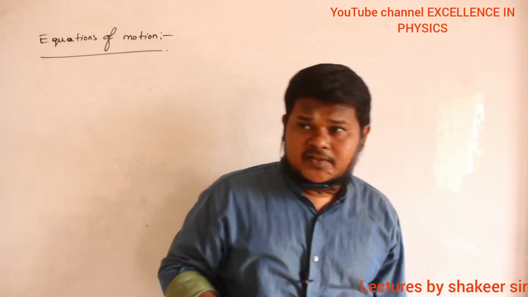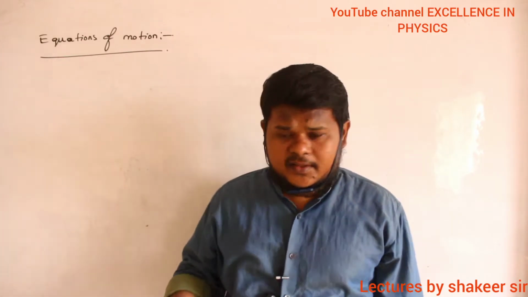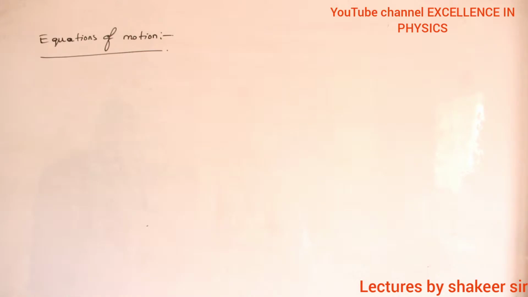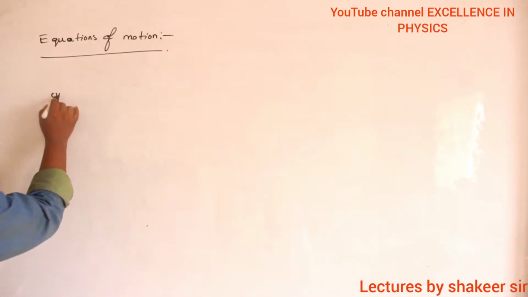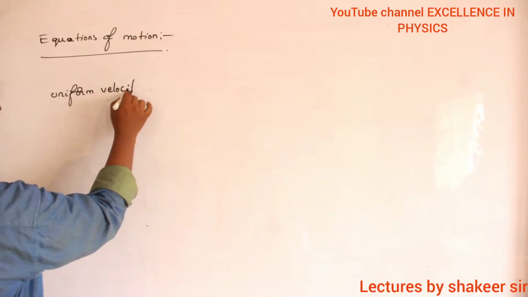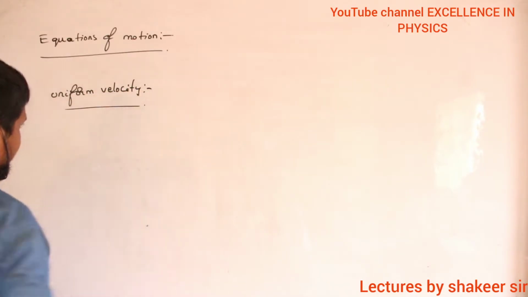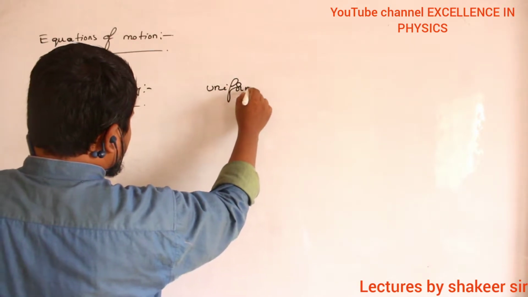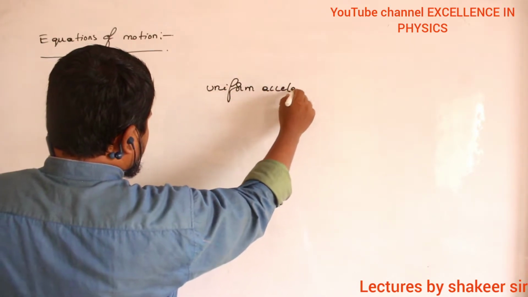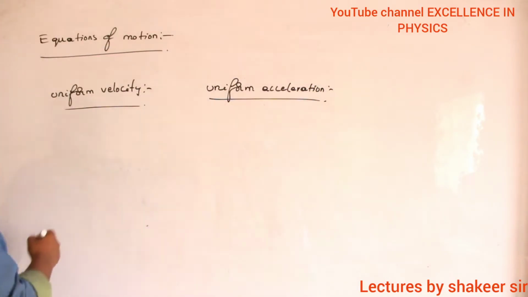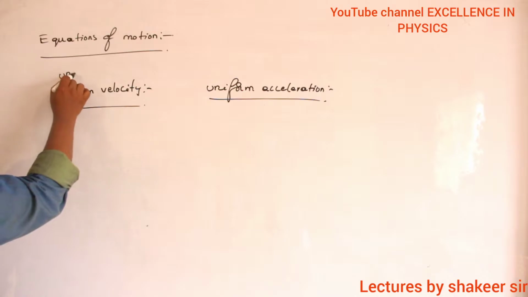So equations depend upon whether the body is accelerated or whether the body is traveling with uniform velocity. Two conditions are there, no? So consider if the body is traveling with uniform velocity. And the next condition is the body is traveling with uniform acceleration. So uniform velocity you can also call uniform motion.